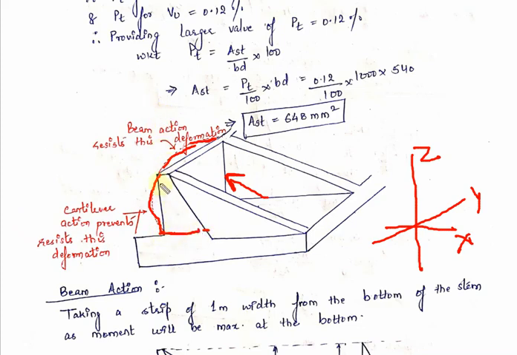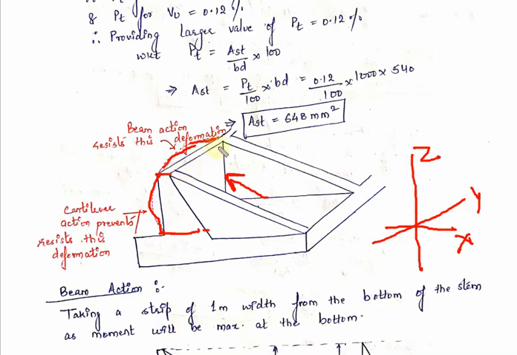Now if you see the stem along the z direction, you will find that the stem is fixed at the base and it is free at the top. It means the stem behaves as a cantilever structure along the z direction, and hence the cantilever action resists the deformation which happens in the z direction.